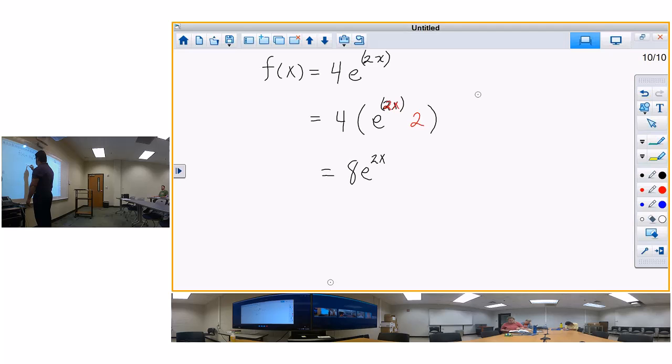And what students do on this one is they write 4e to the 2x, and that is incorrect. Okay? So that's just a refresher on e. And now let's get to the antiderivatives.